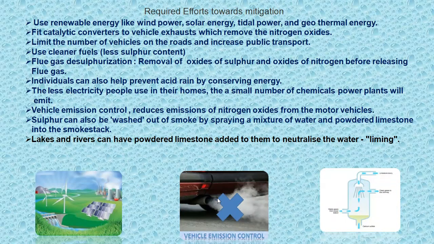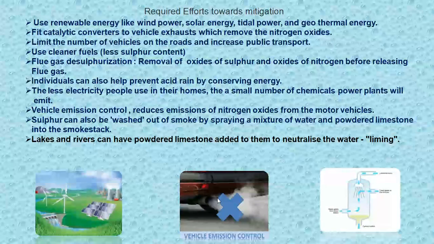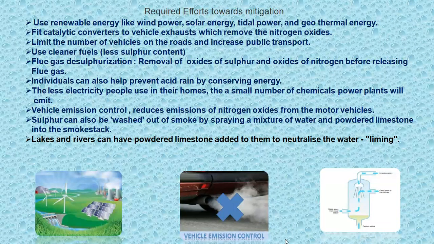We as individuals can also prevent acid rain by conserving energy by all means. The less electricity people use in their homes, the smaller the amount of chemicals power plants will emit and the less chance of acid rain. Vehicle emission control reduces emissions of nitrogen oxides from motor vehicles. Sulfur can also be washed out of smoke by spraying a mixture of water and powdered limestone into the smoke stack. Lakes and rivers can have powdered limestone added to them to neutralize the water, and this process is called liming.